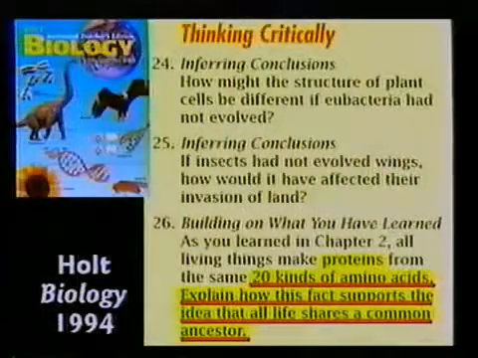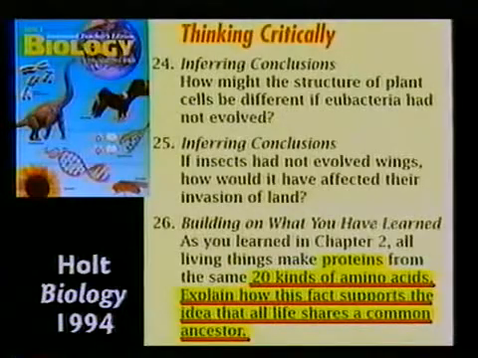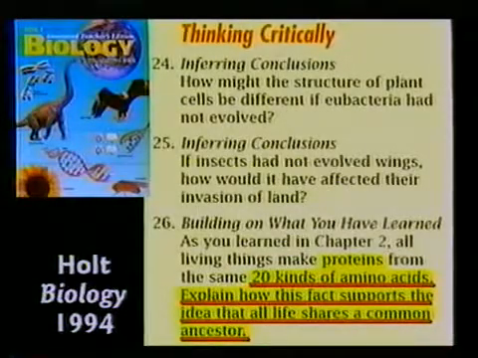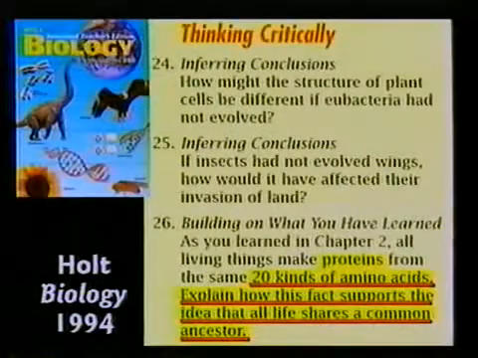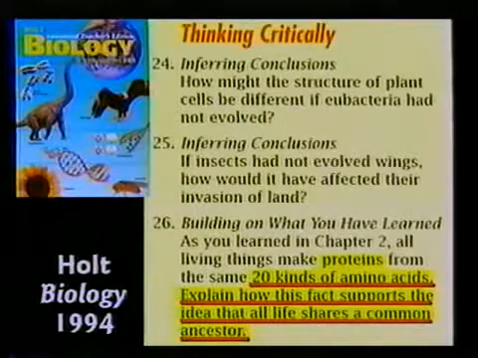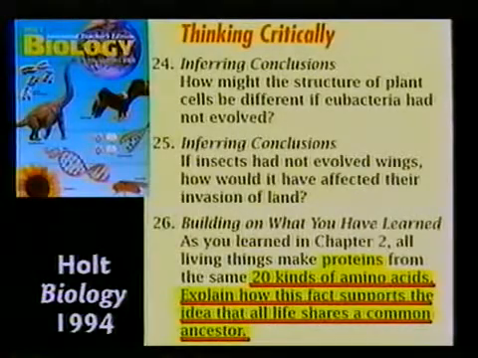Question 25. Inferring conclusions. If insects had not evolved wings, how would it have affected their invasion of land? What a stupid question. Assuming, of course, they evolved wings. Look at this, number 26. As you learned in Chapter 2, all living things make proteins from the same 20 kinds of amino acids.